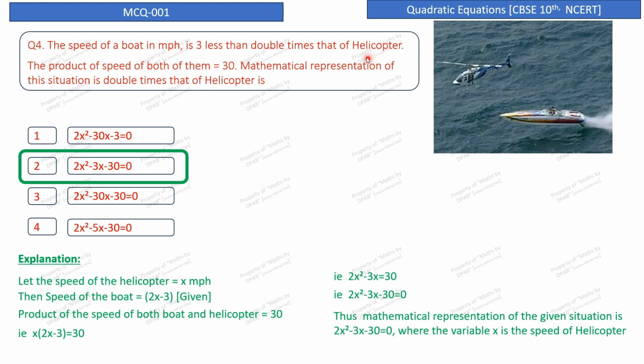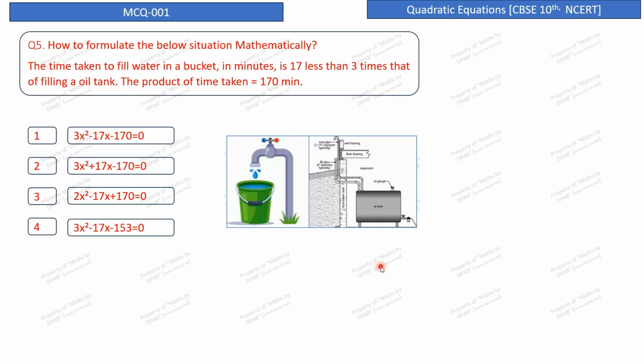That is, the helicopter speed is considered as x, then the solution for 2x square minus 3x minus 30 equal to 0 will give the speed of the helicopter, and then you can arrive at the speed of the boat using the equations. Right. In the same way, please pause this, try to learn this question number 5, and you will be able to learn through this.